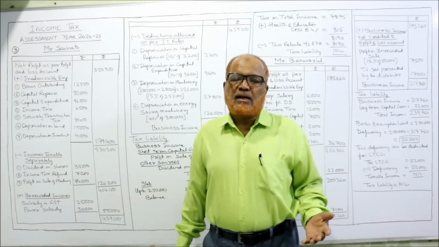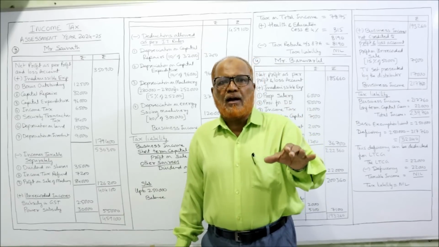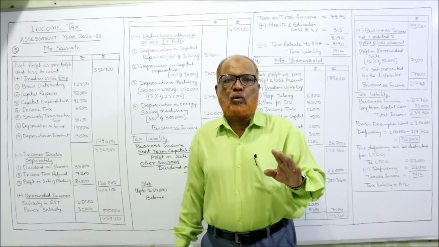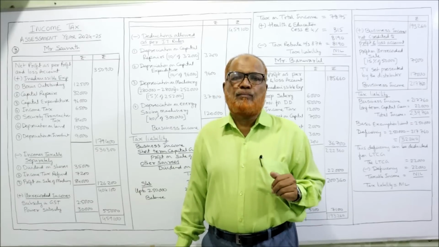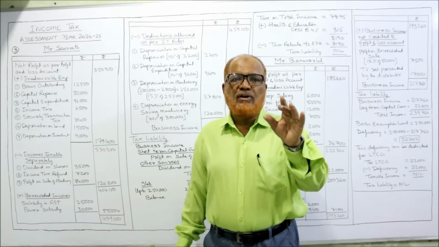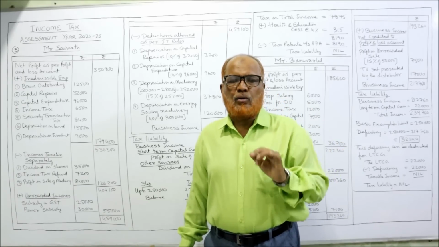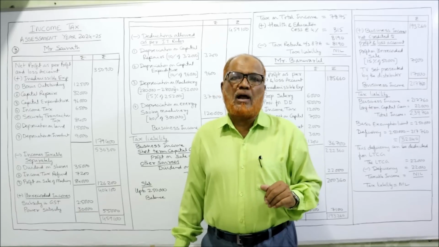Normally, the mercantile system of accounting means the accrual system of accounting, where all current year expenditure will be allowed whether paid or outstanding, but an exception is given. One exception: the Income Tax Act says bonus, if it is paid, will be allowed. If bonus is outstanding, it will not be allowed.